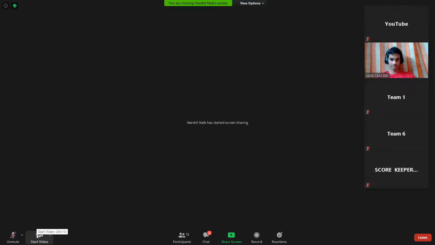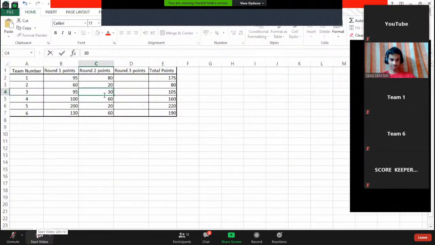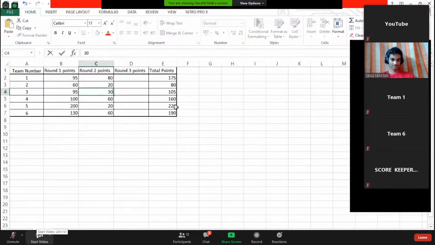So here we see, basically after round 2, team 5 is still in the lead with 220 points. The second is team 6, which has made a really good comeback with 190. Team 4 is at 160. Team 1 is at 175. Team 3 is at 125. And team 2 is on 80.